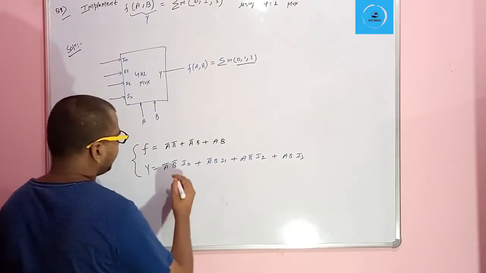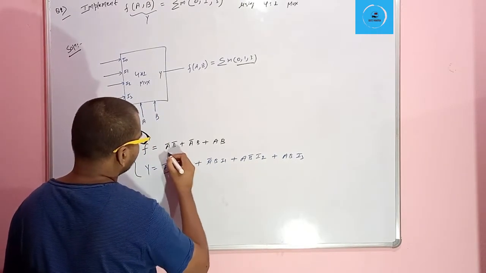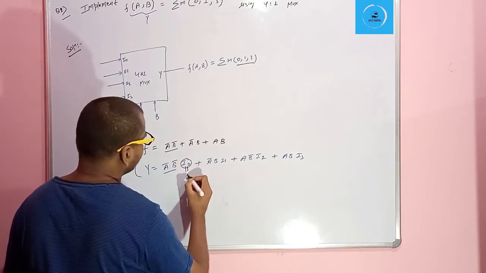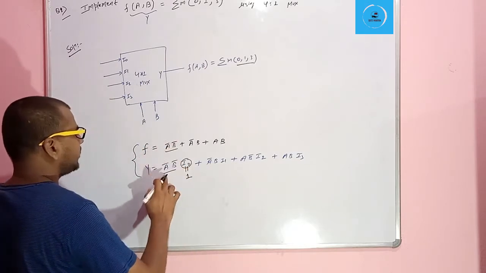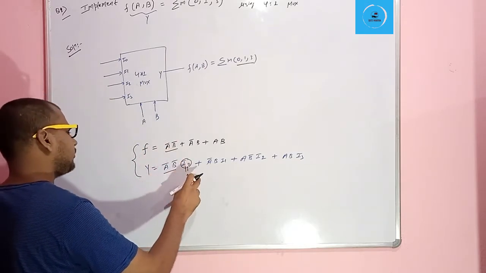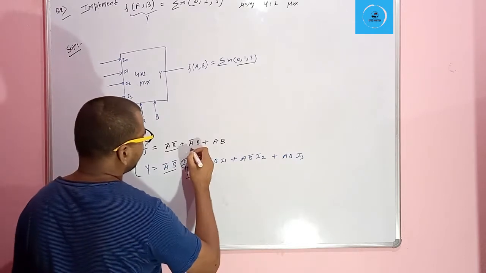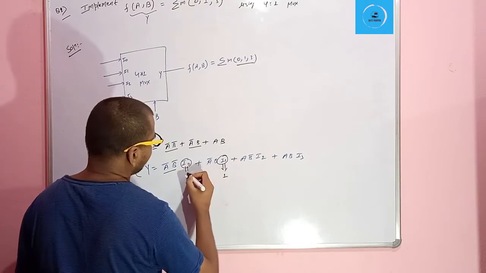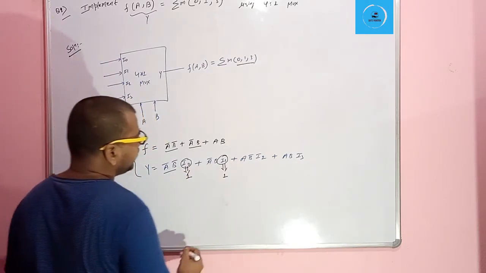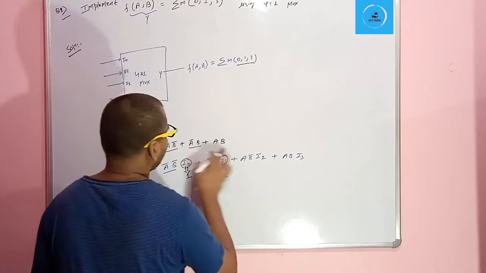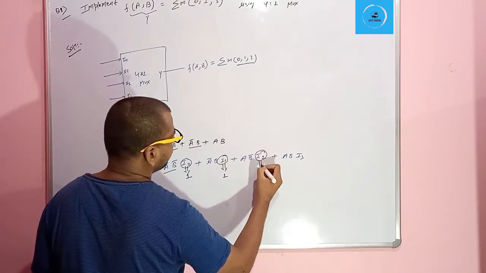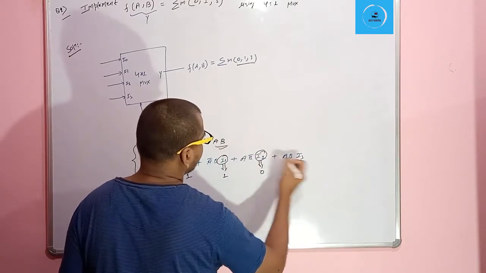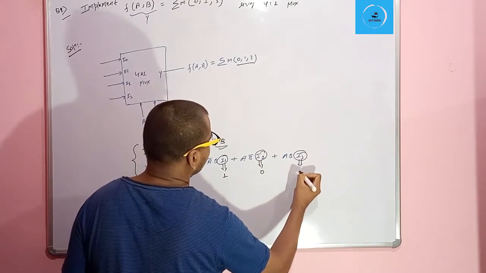After comparing, we see that I0 will be equal to 1. A bar b bar is present here and a bar b bar is present there, so I0 will be equal to 1. A bar b is present here, so I1 will be equal to 1. Here a b bar is not present in the output, so I2 will be equal to 0, and since a b is present, I3 will be equal to 1.